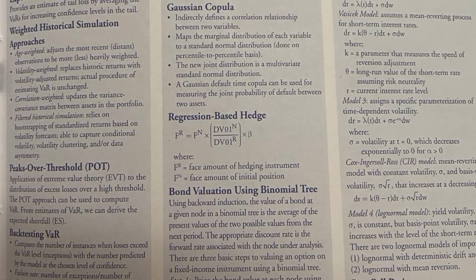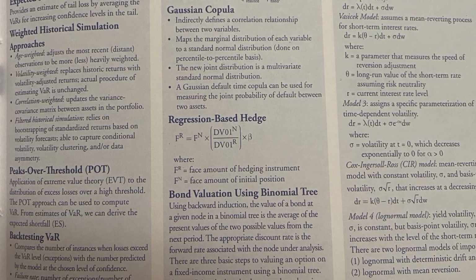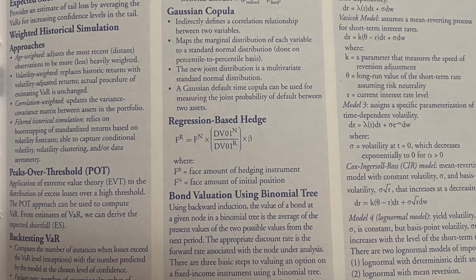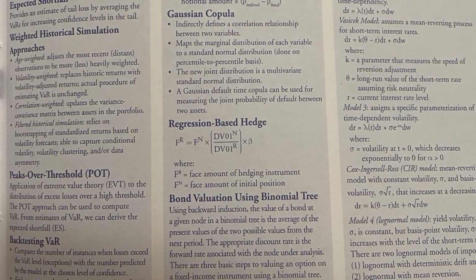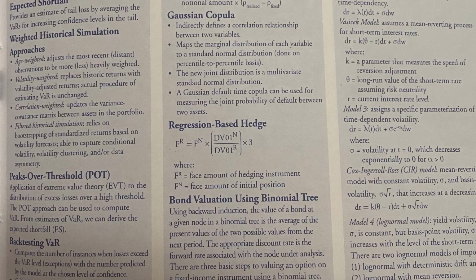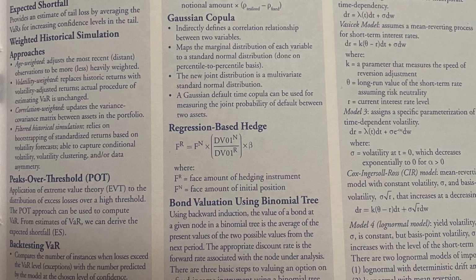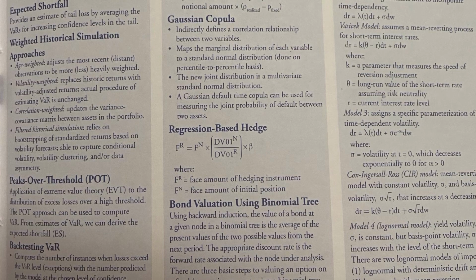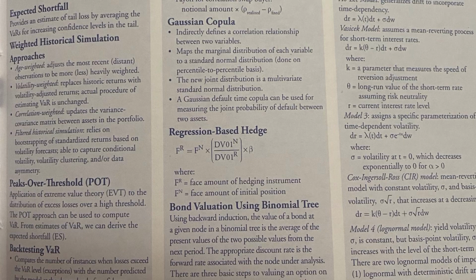What is the parametric estimation approach? It assumes a distribution for the underlying observations. In the case of normal distribution assumptions, VaR equals minus mu r plus sigma into z, and for log normal distribution assumption, VaR equals 1 minus e raised to the power mu r minus sigma z.